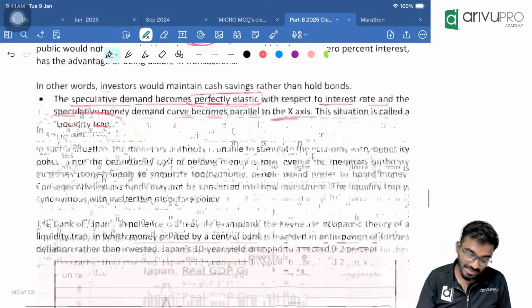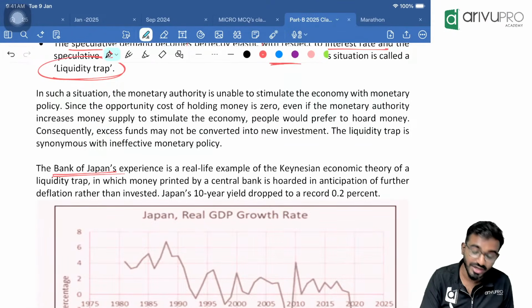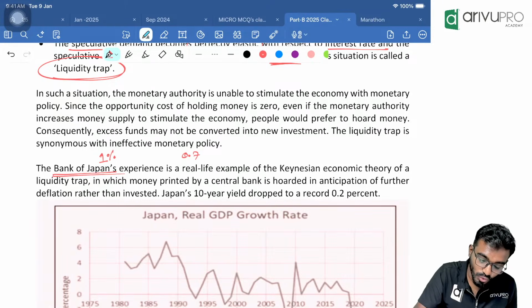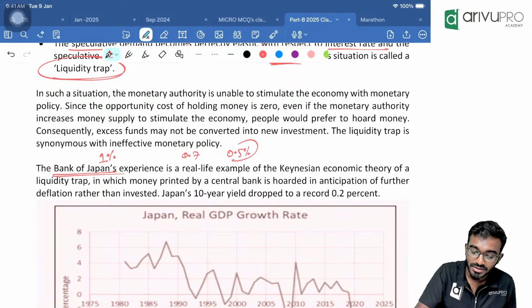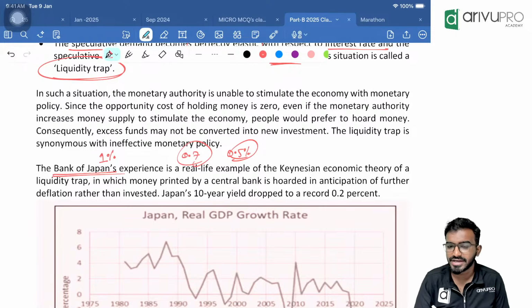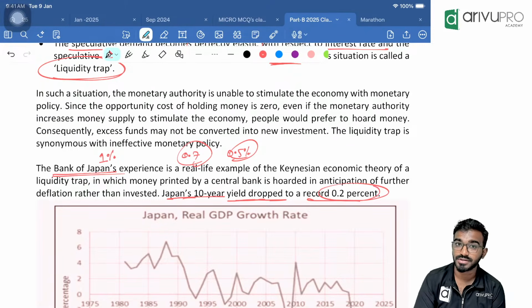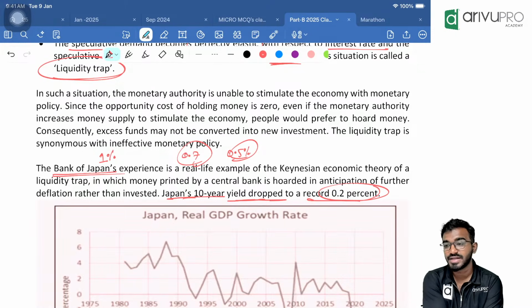In real life, Japan has experienced this Keynesian liquidity trap. Even today, the interest rate is hardly 1% there. If you observe 6 months back, it was hardly 0.7. Another 3 months before that, that means totally 9 months back, it was hardly 0.5% in Japan. The bond yielding rates, everything. Japan's 10-year yield dropped to a record low of 0.2%. Who will invest if it is just 0.2%? This is the concept of liquidity trap.